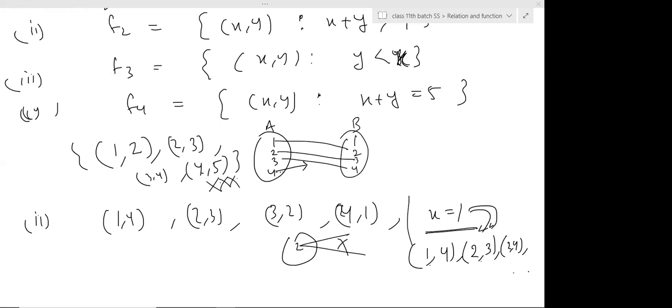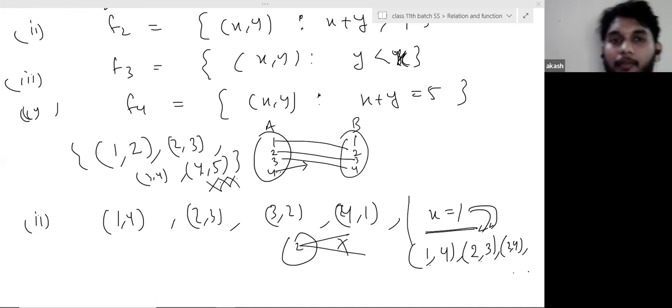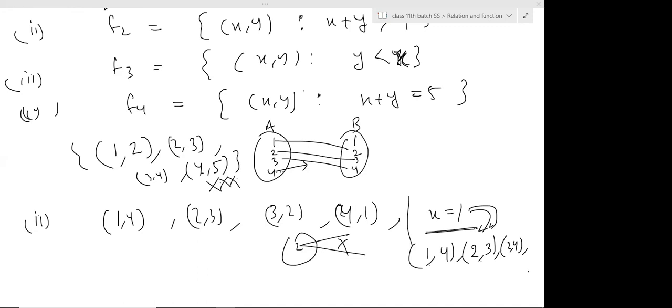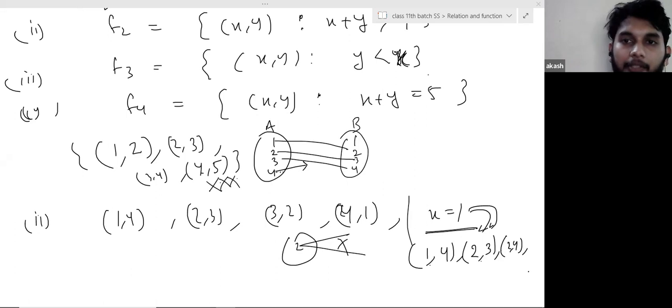Sir, this won't be a function. Why is that? Because 1 can be related to 2, 3, and 4. Absolutely right. So this is also not a function.